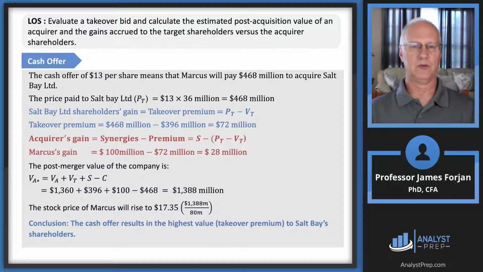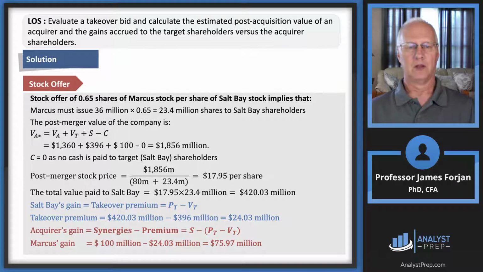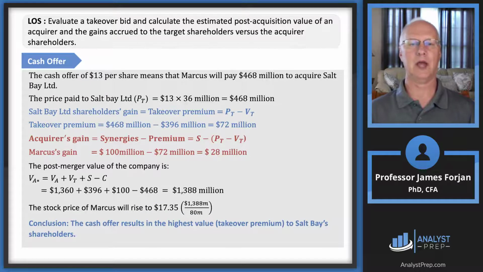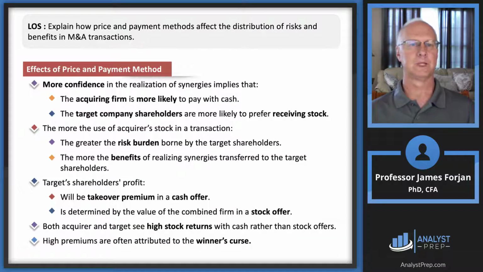And so notice that there are a bunch of really, really good questions in here. So compare and contrast gain to Salt Bay, takeover premium, acquirer's gain. Those are three really important questions for the stock offer and then the cash offer. And then ultimately you'll have to decide which one is better for an actual execution and commencement of this acquisition, right? Explain how price and payment methods, this is a good one here. So effect of price and payment method.